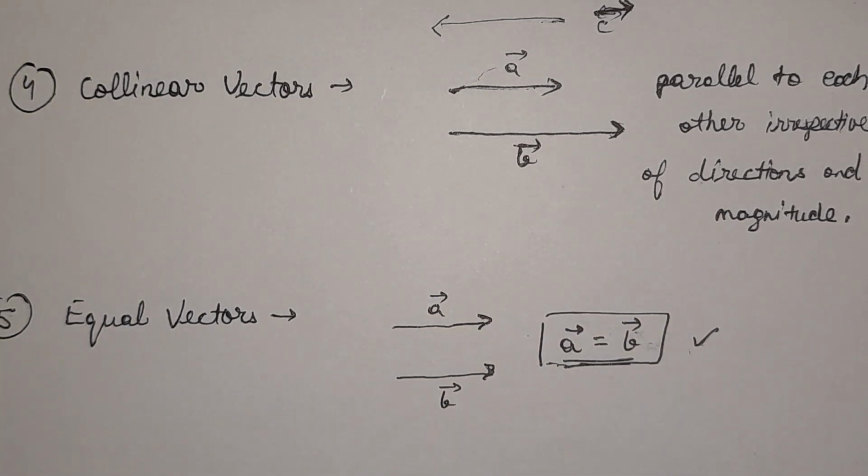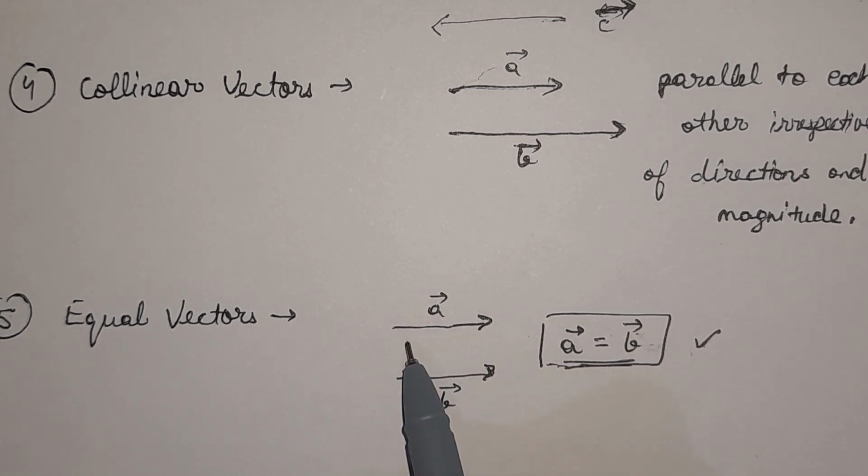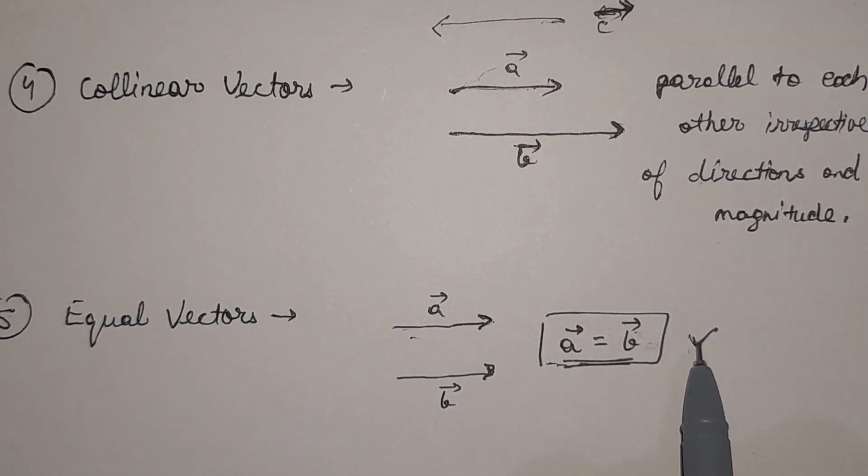The thing you must keep in your mind is their initial points may or may not be the same. It doesn't depend on whether the vector is here or here, but their magnitude and direction are the same. So I can write a vector is equal to b vector.